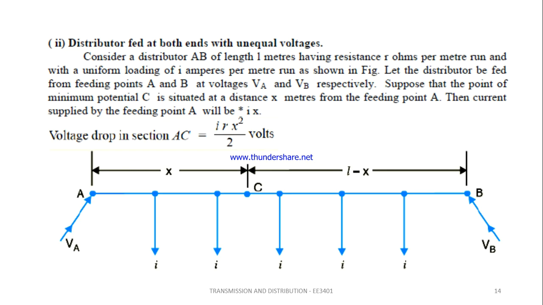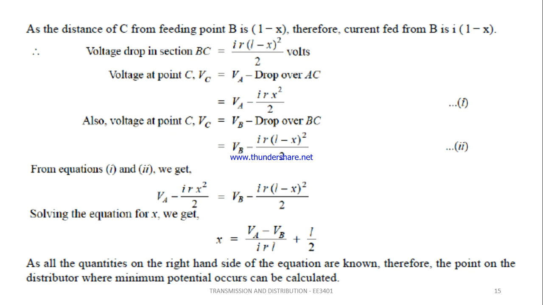If they are fed with different, unequal voltages, we have to find out separately for all the sections. So we find the voltage drop in section BC, then at point C, and after that we calculate for the values of VA and VB. On solving the equation, we get X equal to (VA minus VB) by IR, plus L by 2. This is how we get the equation. Thank you.